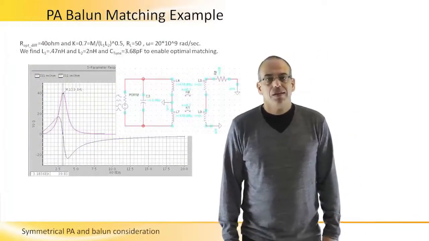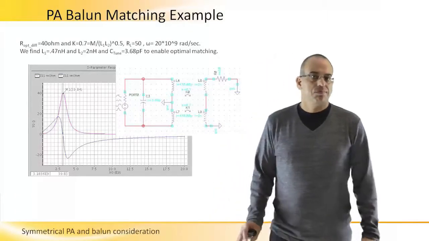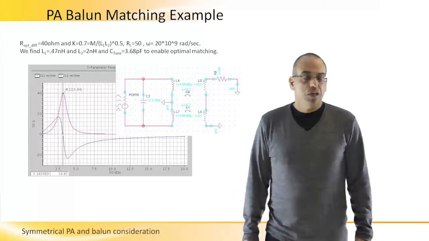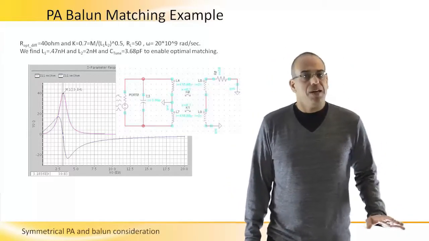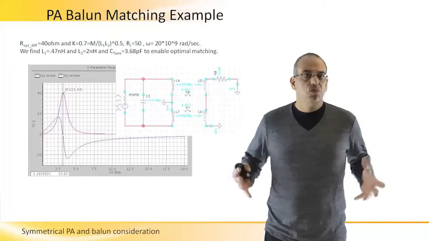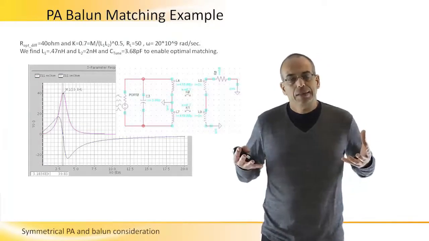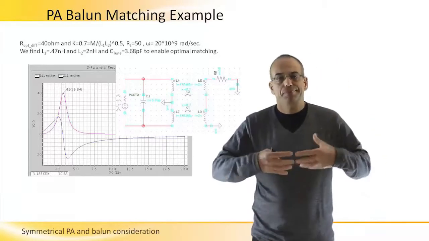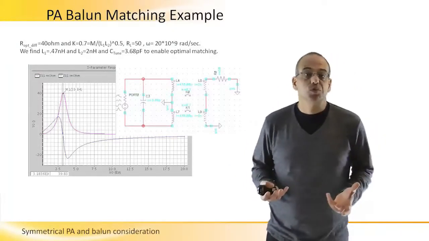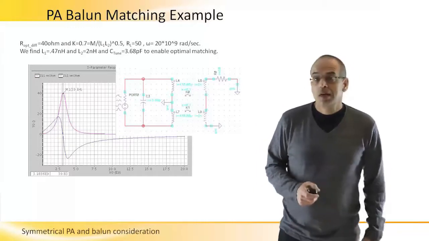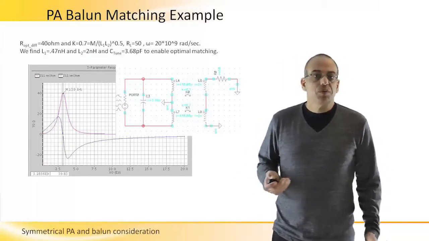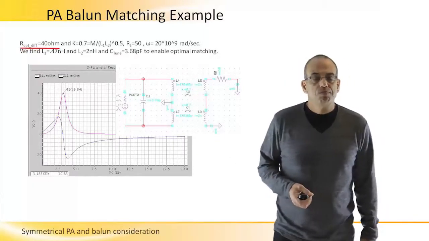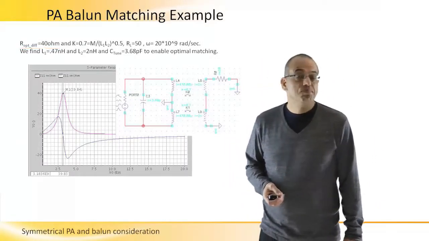In this slide, we will cover an example of balloon matching. It's a totally passive example, but we are touching the challenges introduced by designing the output balloon for this symmetrical PA. For this PA, we assume that we need an optimal differential load of 40 ohm.